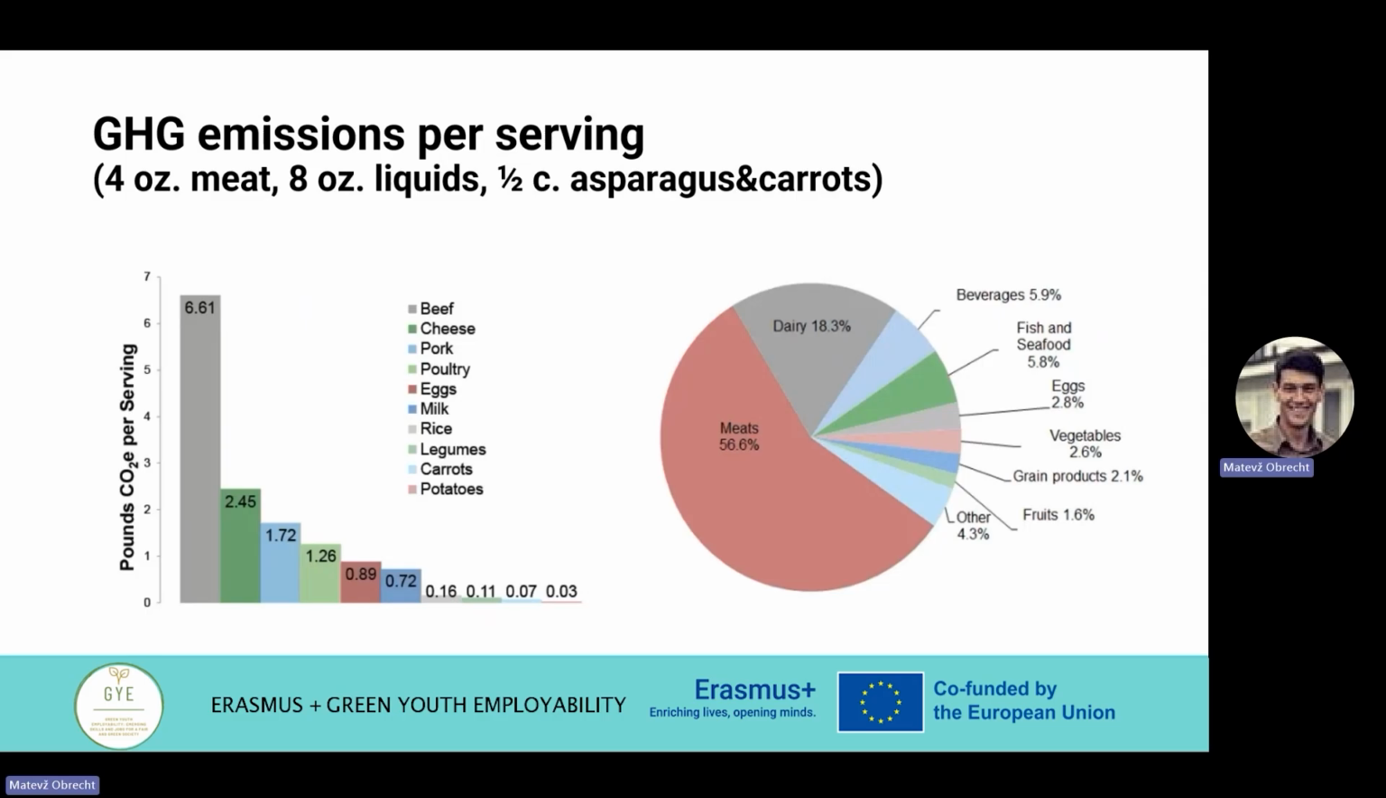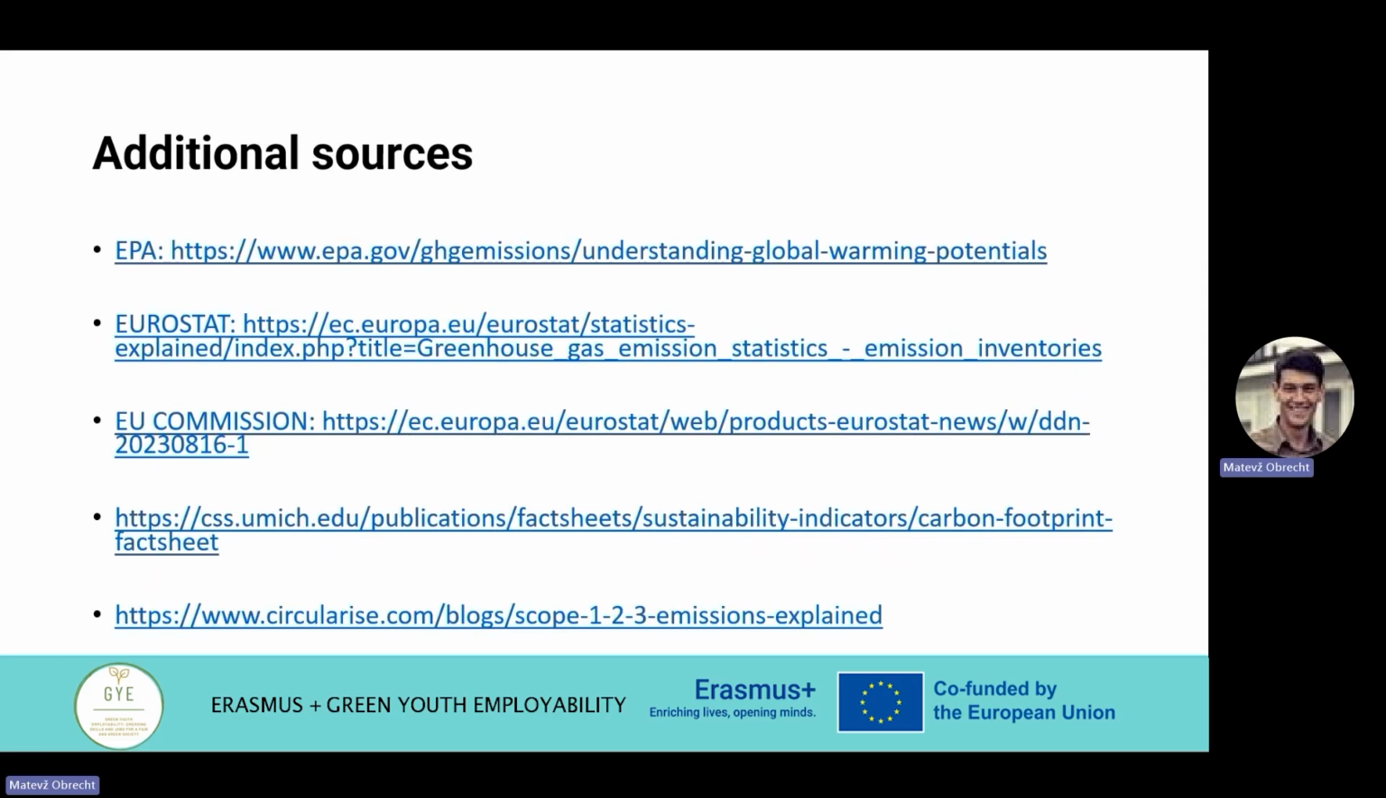So I hope you liked it. I hope you will be calculating your own footprint and you will make some contribution by deciding for the improvements, by deciding for the reduction. Here you have some additional resources, but I'm also sure that you will find relevant literature by yourself as well.